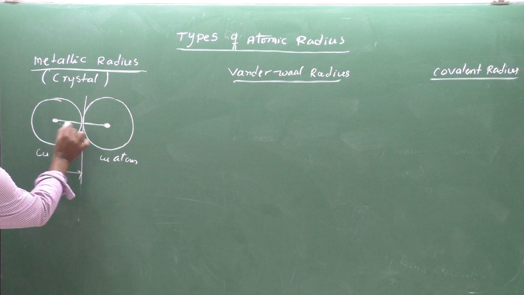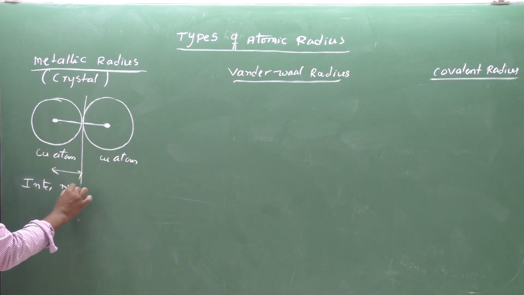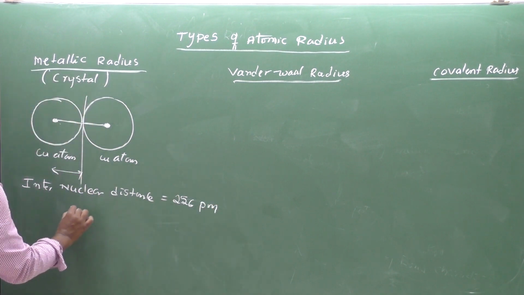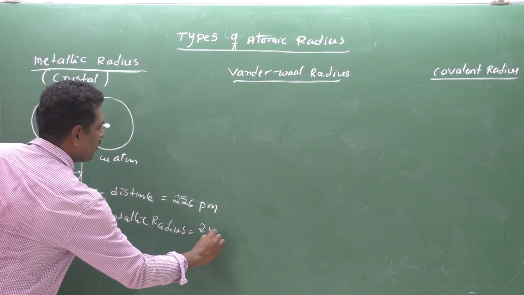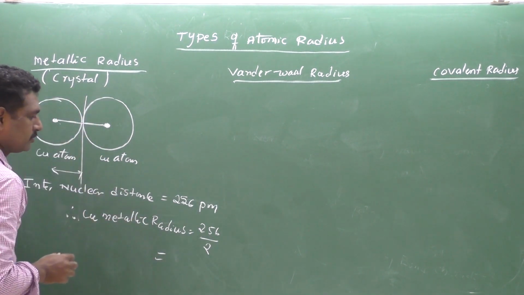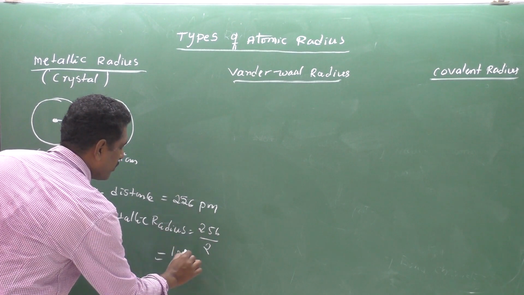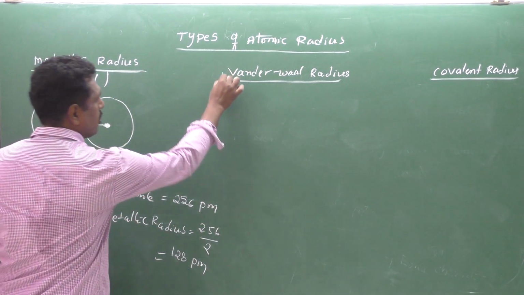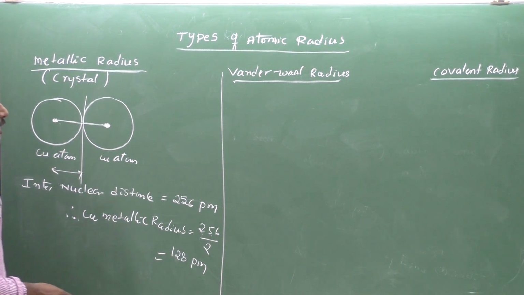So for example, here to here the internuclear distance is 256 picometers. Therefore, copper metallic radius is equal to 256 by 2, that is 128 picometers. So copper metallic radius is 128 picometers.